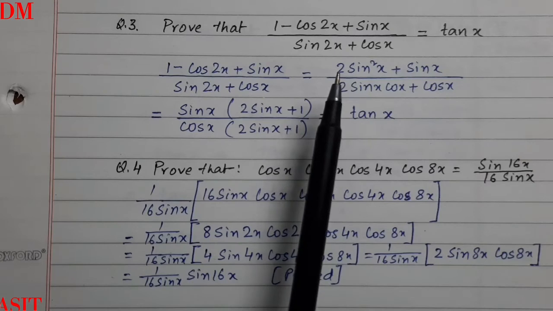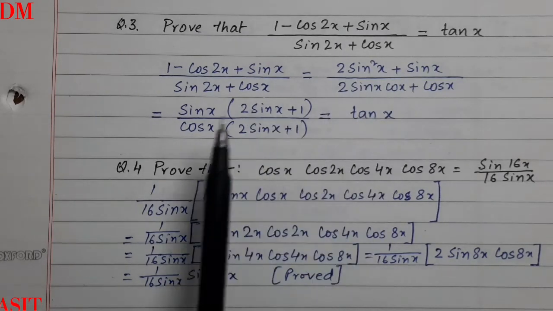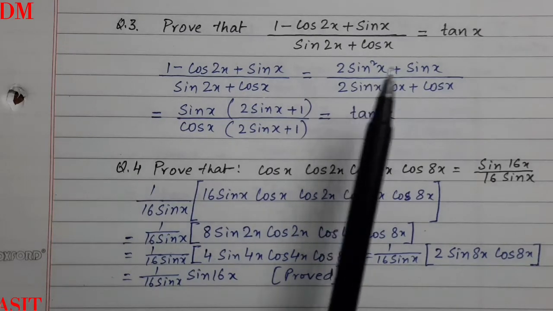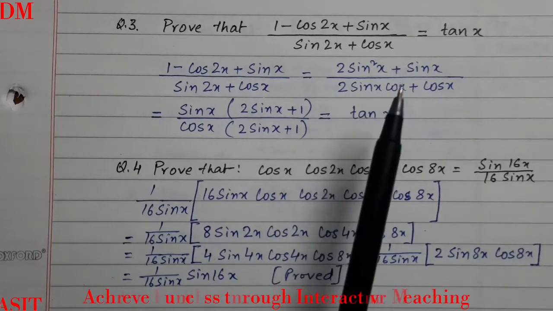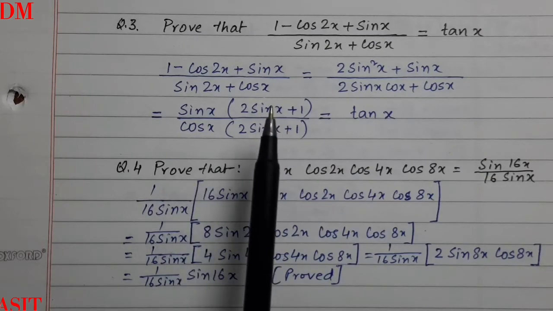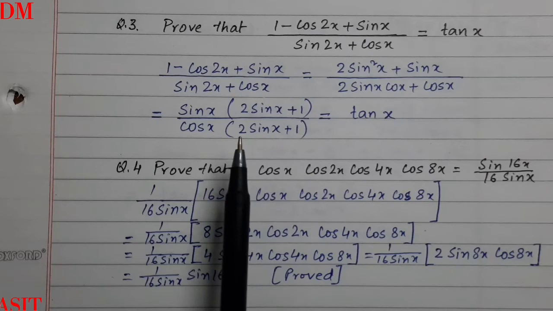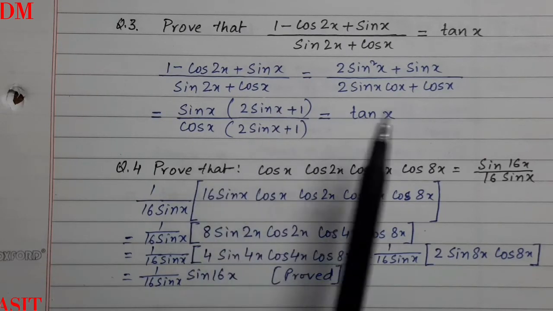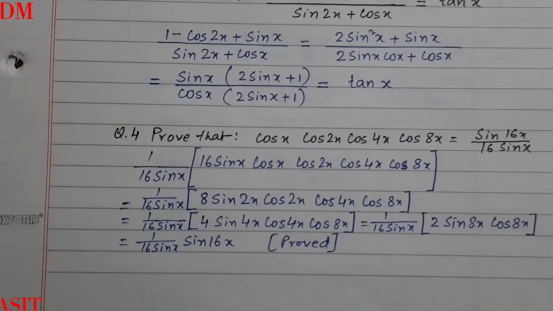Now from this expression we can take sin x common from the numerator and cos x common from the denominator. So in the numerator it will be 2 sin x plus 1, and in the denominator again it will be 2 sin x plus 1. This will cancel out and will give tan x. Now let us see the fourth question.